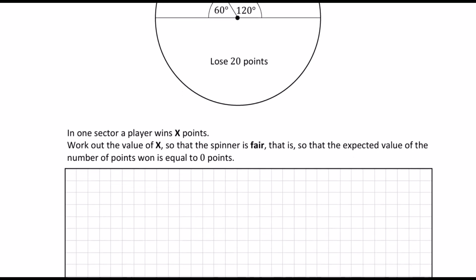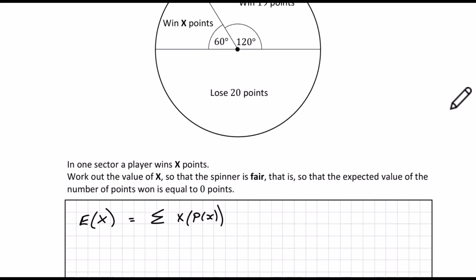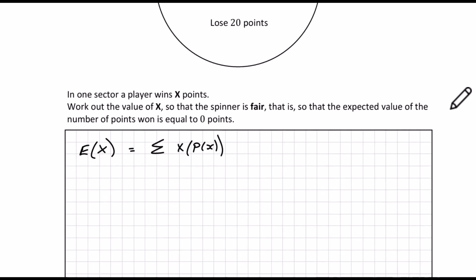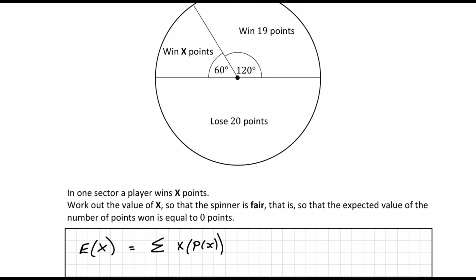So this is an expected value type problem. And really that's just the sum of, this symbol here just means add up all your X values multiplied by the probability of X. Don't worry if you don't quite understand that. I'll run through that in this particular case. So what we need to do here is we're told that the expected value is 0. So that means we're going to put 0 on the left hand side and then we're going to work out each probability and multiply it by what we're going to win or lose.